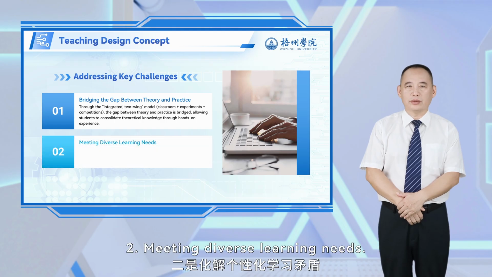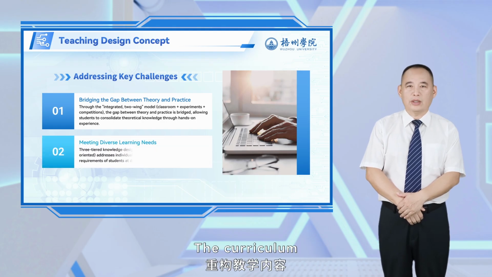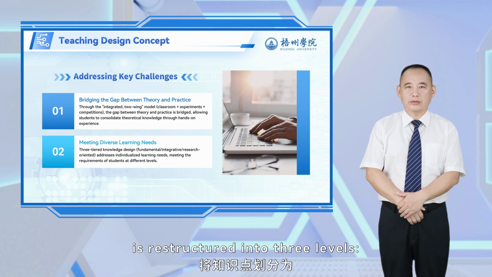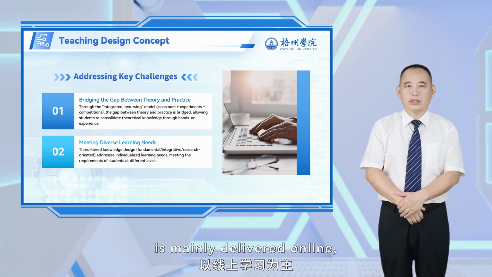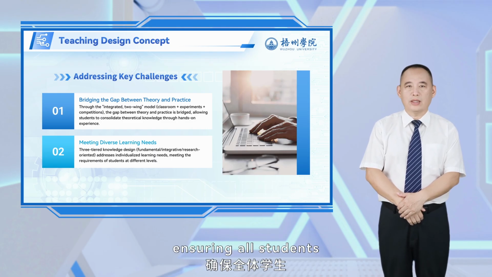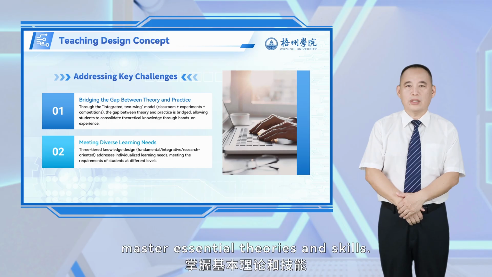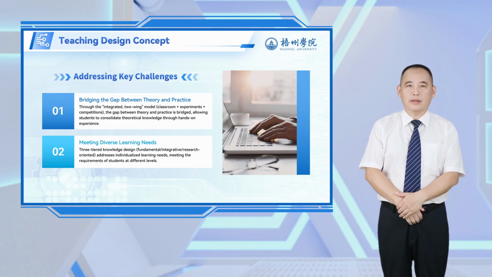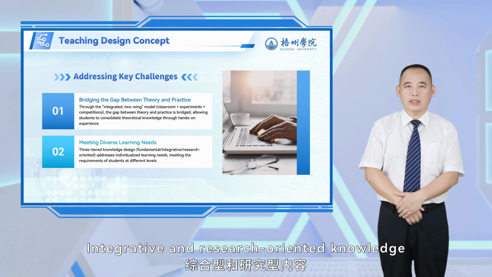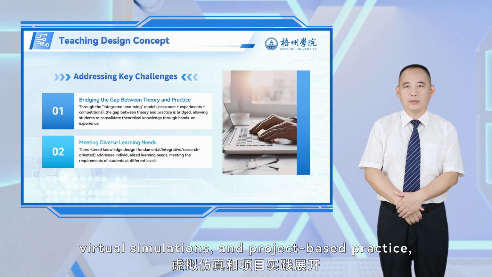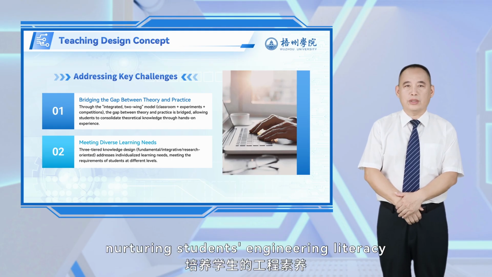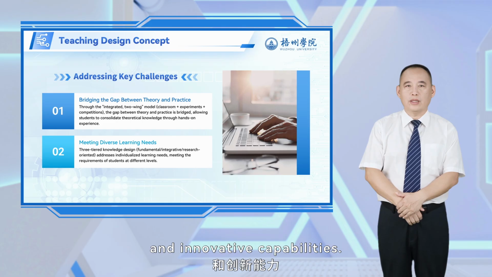2. Meeting diverse learning needs. The curriculum is restructured into 3 levels: fundamental, integrative, and research-oriented. Fundamental knowledge is mainly delivered online, ensuring all students master essential theories and skills. Integrative and research-oriented knowledge is developed through offline seminars, virtual simulations, and project-based practice, nurturing students' engineering literacy and innovative capabilities.